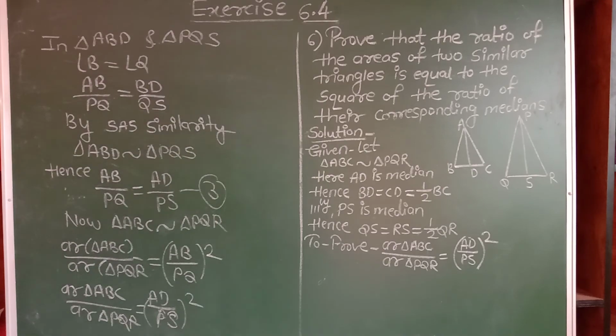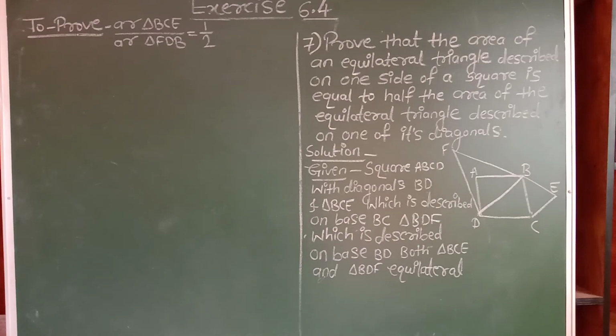Next, seventh example. Seventh question: prove that the area of an equilateral triangle described on one side of a square is equal to half the area of the equilateral triangle described on one of its diagonals. Here, given: square ABCD with diagonal BD, triangle BCE described on base BC, and triangle BDF described on base BD. Both triangle BCE and triangle BDF are equilateral.